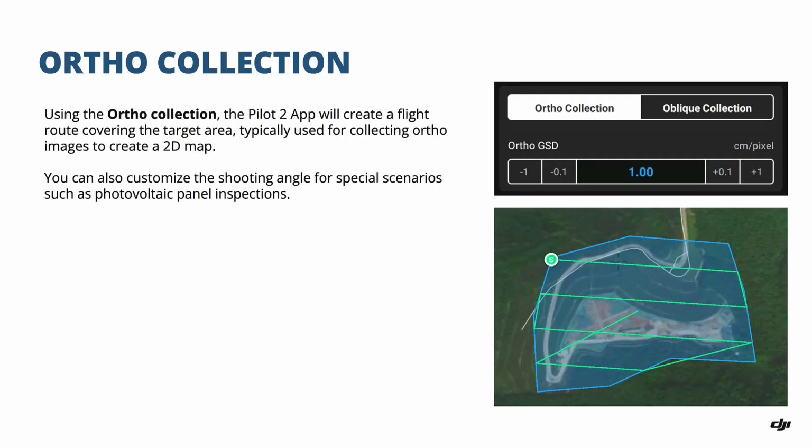There are two kinds of collection methods under area route, which are ortho collection and oblique collection. Previously, it was separated. Using the ortho collection, a route will be created to cover the mapping area. The default shooting angle is -90 for ortho shooting, but you can adjust it accordingly.